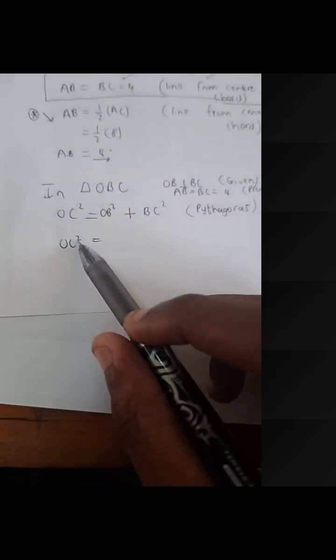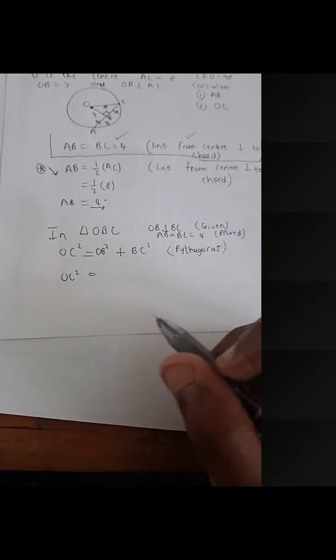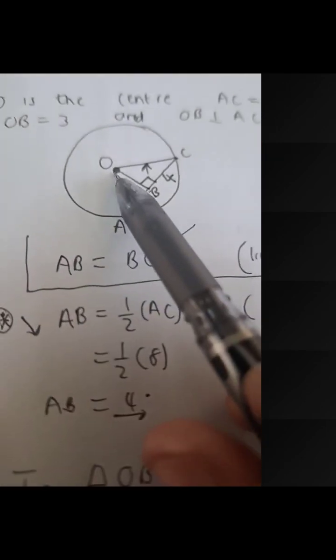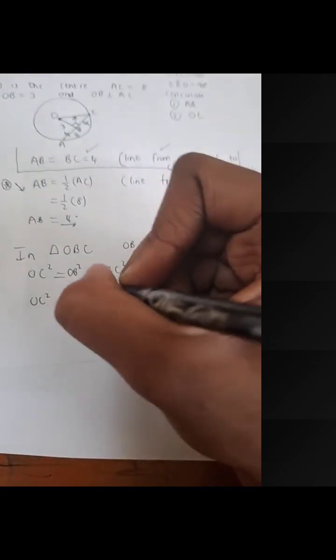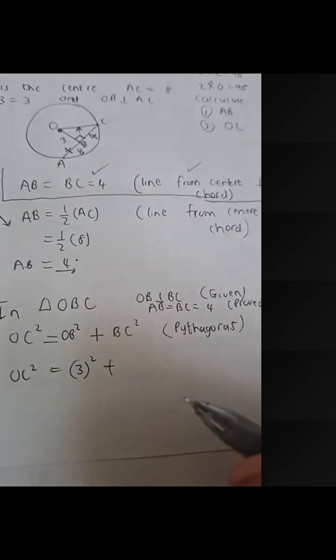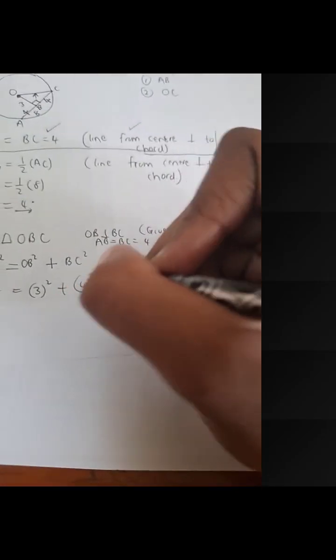OC. What's OC squared? That's what I'm looking for. I want OC eventually, but there's a squared. But we'll take care of that, no problem. What's OB? What's the length of OB? The length of OB is 3. So I substitute the 3. And I use brackets, guys, to substitute, then the square on the outside. What's the length of BC? BC is 4. Right, very good.